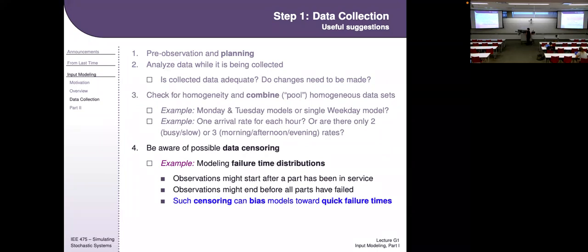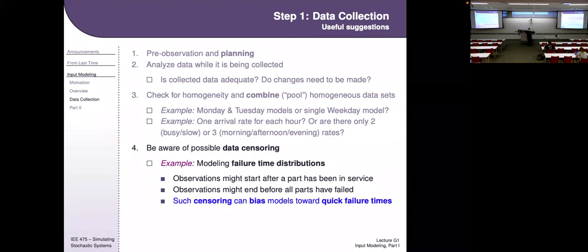All right, and then be aware of data censoring. So this is a big problem with failure time distribution. And so what I mean by that is if you're modeling a failure process, you can't sit there forever. And so you might assume that, if you observed that whenever you turned a device on, you're seeing how long it takes for it to fail, there are going to be certain devices that never fail during the observation period.